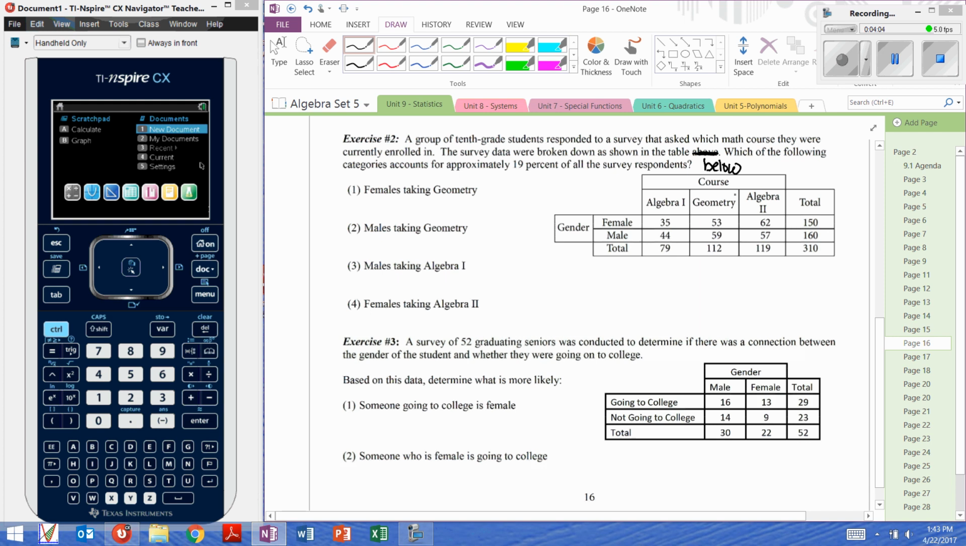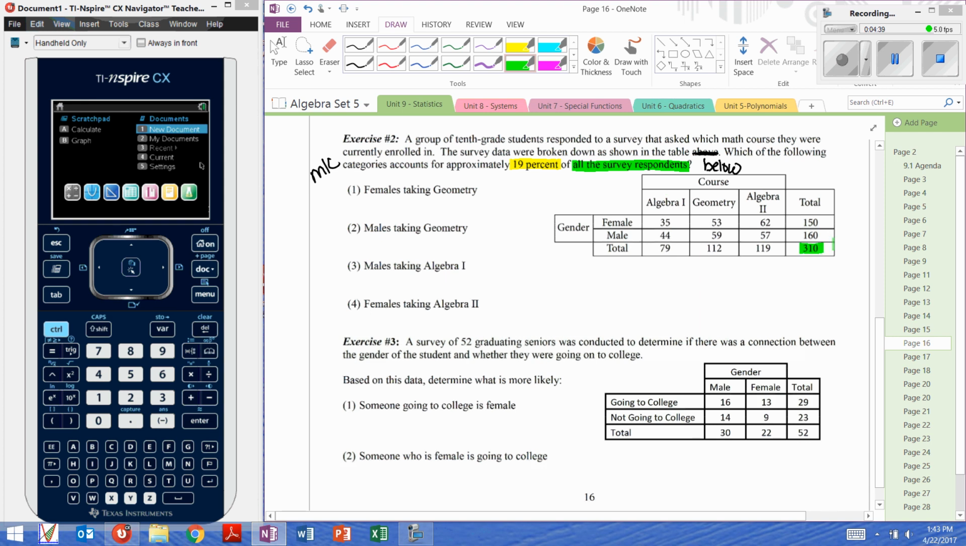Okay, which of the following categories account for approximately 19% of all of the student respondents? So this is a multiple choice question, and we are looking for 19% of all of the survey respondents. Okay, so that's kind of a big deal here. We're talking about all of the respondents. So how many people responded?